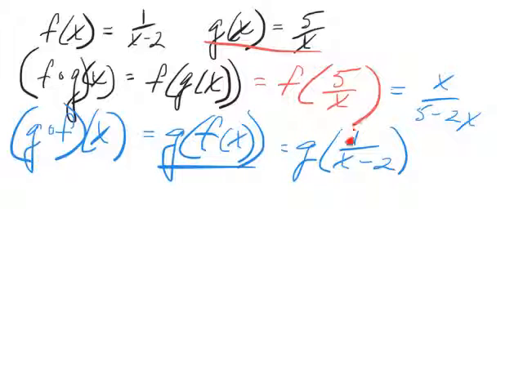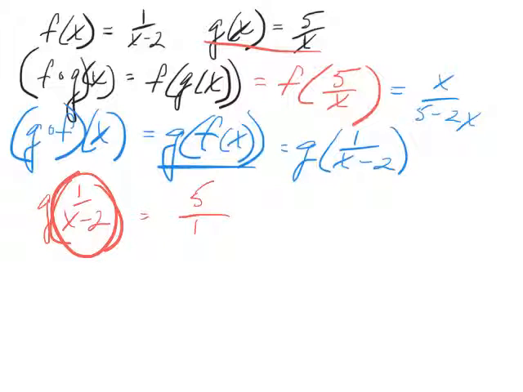Now I'm going to take my 1 over x minus 2 and plug it in right there. So let's do this in red here. So this is going to be g of 1 over x minus 2. That's going to equal 5 over this here, 1 over x minus 2. Invert and multiply, and we get 5 times the quantity x minus 2 for our g of x.